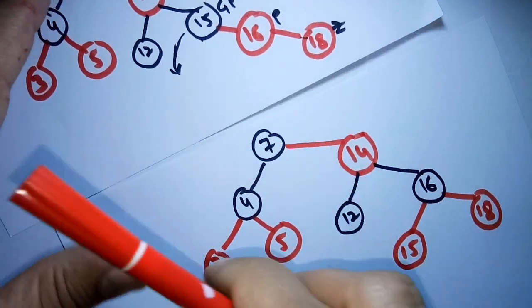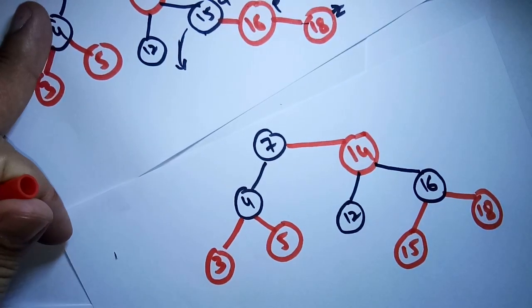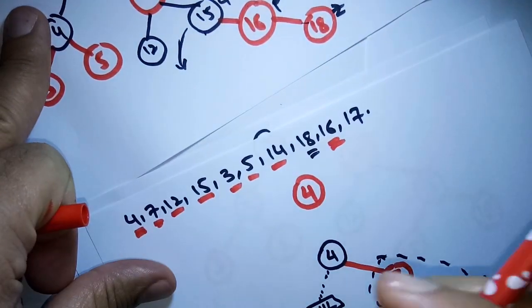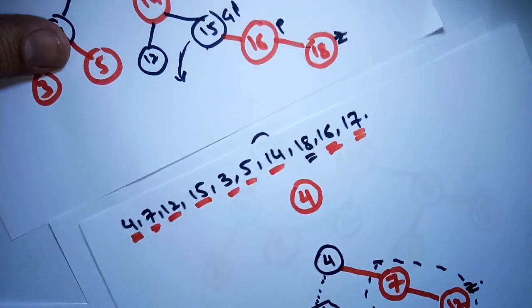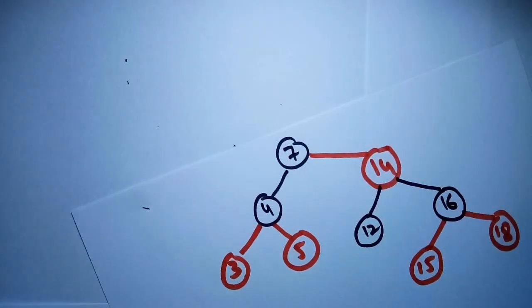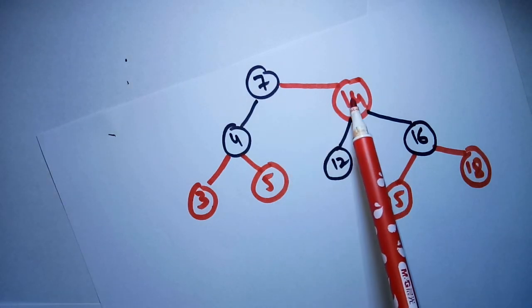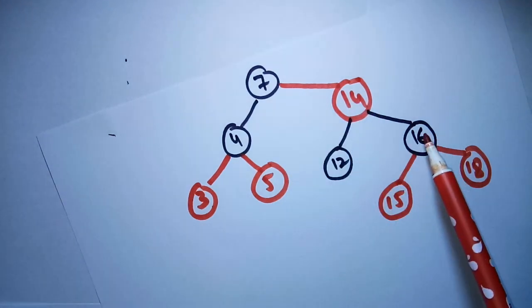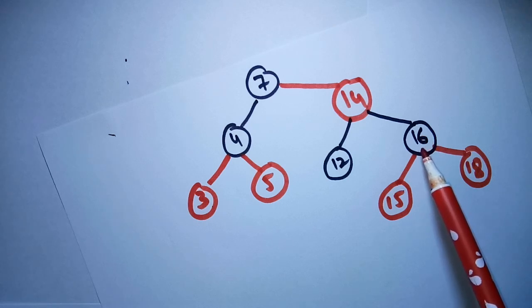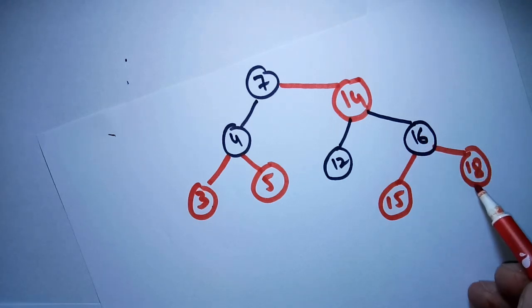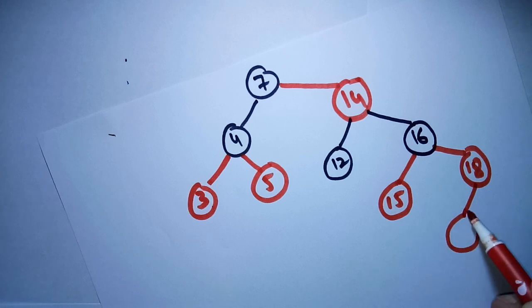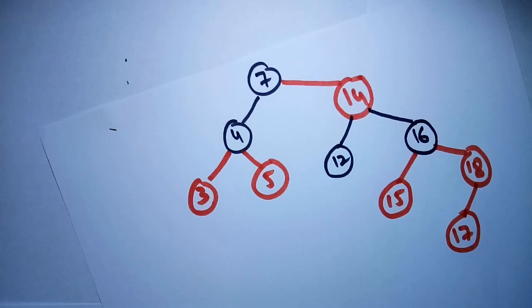So now let's insert the last key value, that is 17. So let's insert 17 in this tree. If I insert 17, it will go in the right of 7, right of 14, right of 16, and the left of 18, right? So this violates the property.